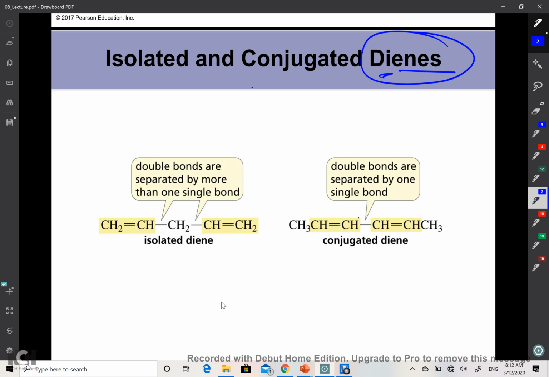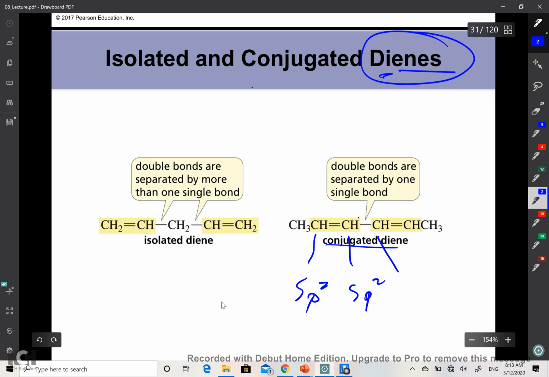And so when the double bonds are arranged in that alternating way, we refer to them as conjugated dienes. Okay? And what you need to notice in conjugated dienes is that all the carbon atoms will have the same hybridization. They are all sp2, sp2, sp2. Do you see that? All those carbon atoms are sp2. They are the atoms involved in the conjugation.